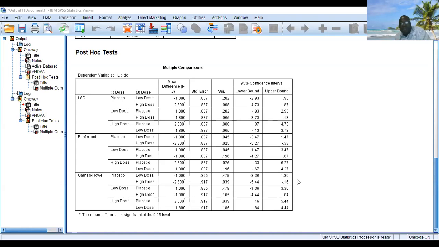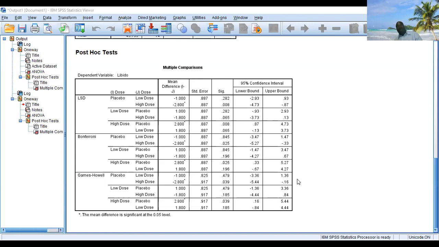It is the means that differ. Now compare the LSD p-value with Bonferroni. If Bonferroni is not significant, LSD can still be significant. If the p-value is just somewhat above 0.05, the LSD will still be significant, because it is far, far lower. You will notice something also between low dose and high dose. It is almost significant, 0.065, with LSD.